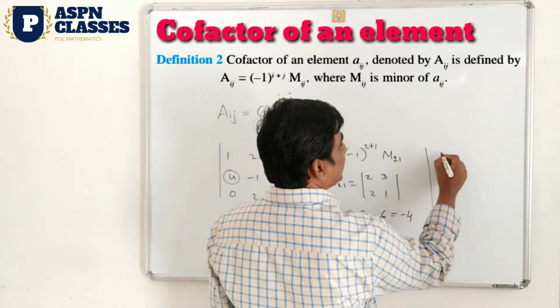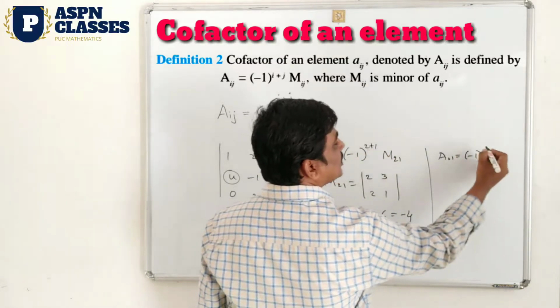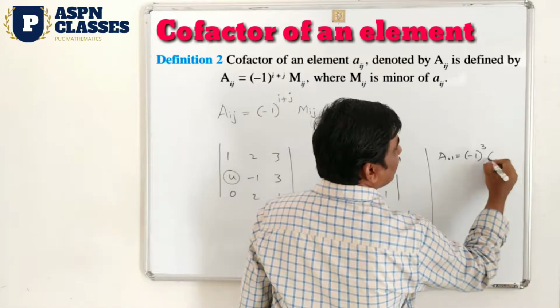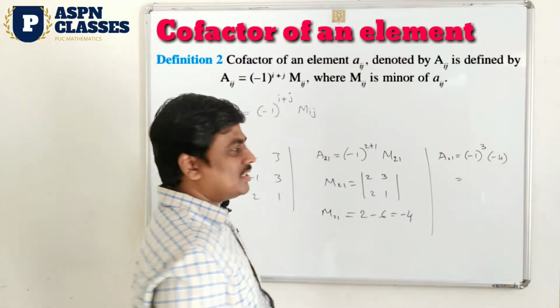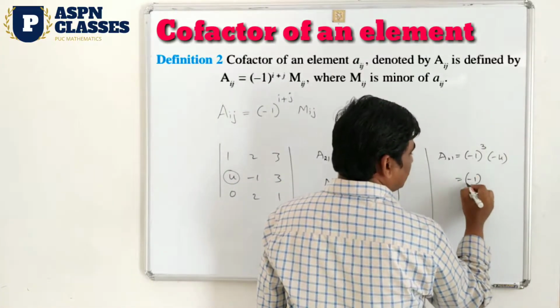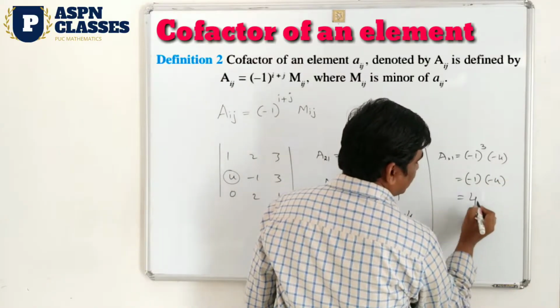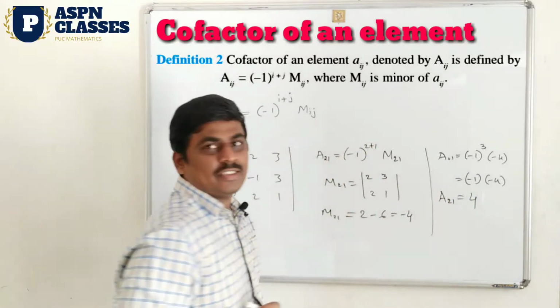Now fill this minus 4 into the formula. A21 equals -1 raised to 2 plus 1, which is 3. The M21 answer, the minor factor, is minus 4. So -1 raised to 3 is minus 1 only. Correct? And here minus 4, so minus times minus 4 gives plus 4 as the answer. So this is the cofactor of the A21 element.